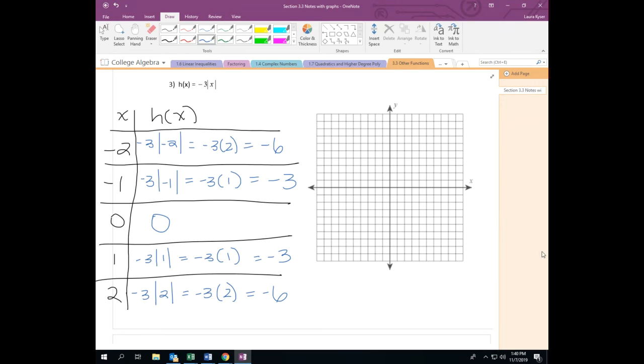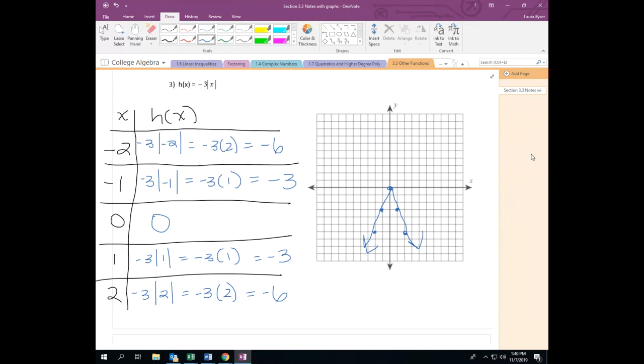Now, this time, whenever I draw my graph, it's going to look a lot different than the original one. I have points at -2, -6, which is way down here, right there. I have a point at -1, -3, which is right here. 0, 0 still on there. Then I've got +1, -3, which is here, and +2, -6, which is here. When I connect this time, I'll do better than I did.